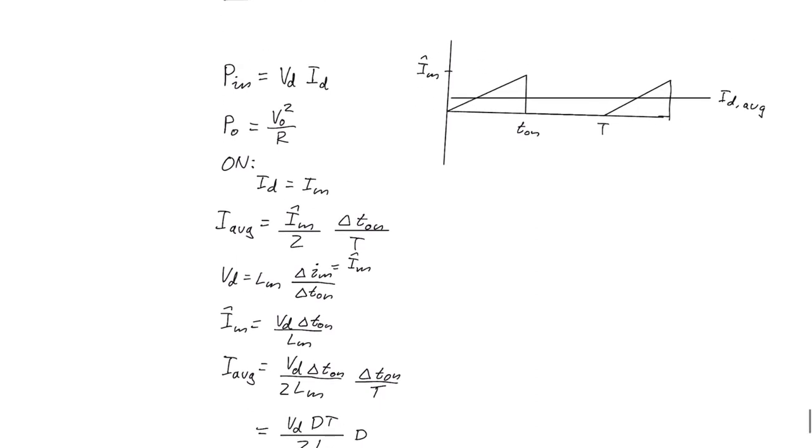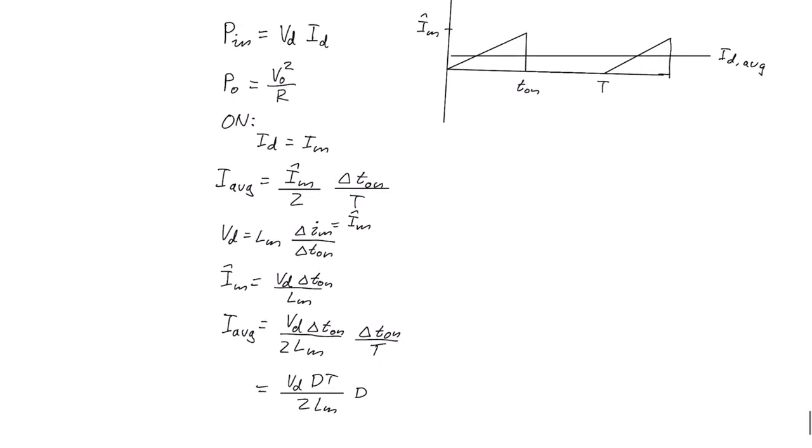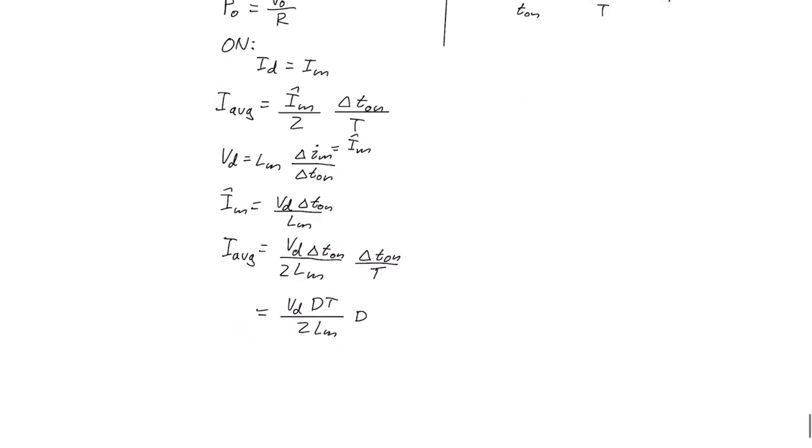And now we can put this into the equation for the power here. And we will get that the P in will be VD squared multiplied by D squared, multiplied by the period, divided by 2 and the mutual inductance. And this should be equal to the PO, which is VO squared over R.